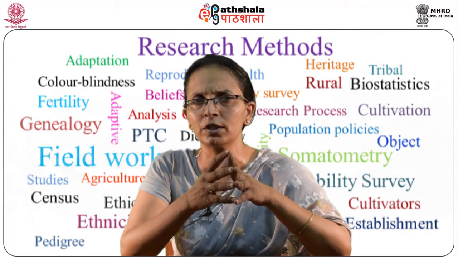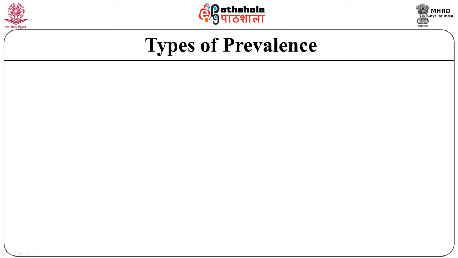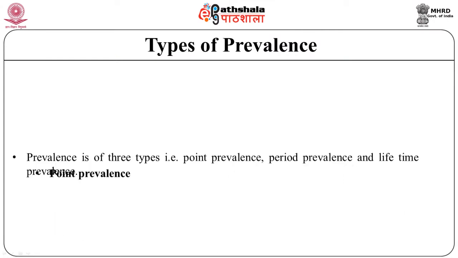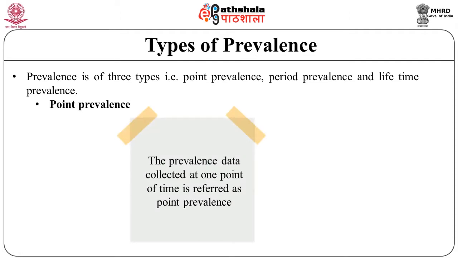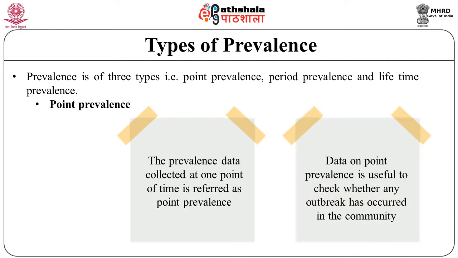Now let us understand the types of prevalence. Prevalence is of three types: point prevalence, period prevalence and lifetime prevalence. The prevalence data collected at one point of time is referred to as the point prevalence. Data on the point prevalence is useful to check whether any outbreak has occurred in the community.